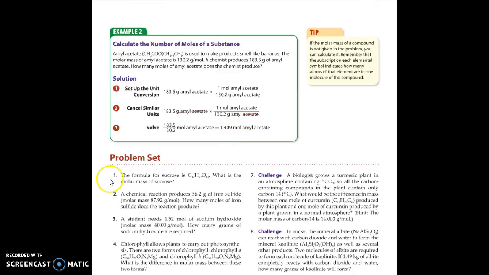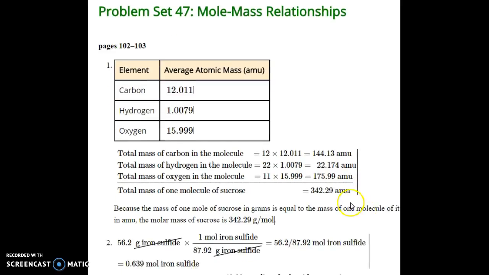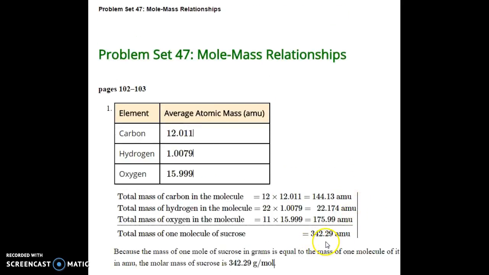All right, so you need to do problems 1, 2, and 3. So go ahead and hit the pause button and get your answers for 1, 2, and 3. All right, so we look on the periodic table to find the mass of our elements, and we look at the fact that there's 12 carbons, 22 hydrogens, and 11 oxygens. And again, your answer will be close to 342.29 because you probably rounded these all to hundredths like I tell you to in the class.